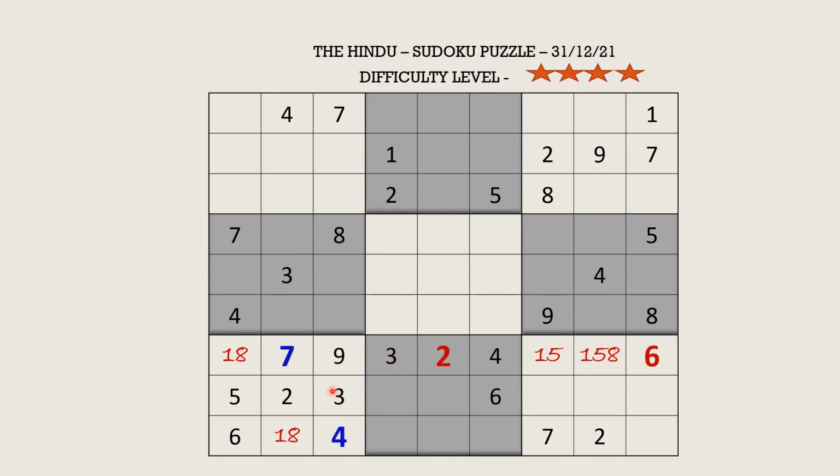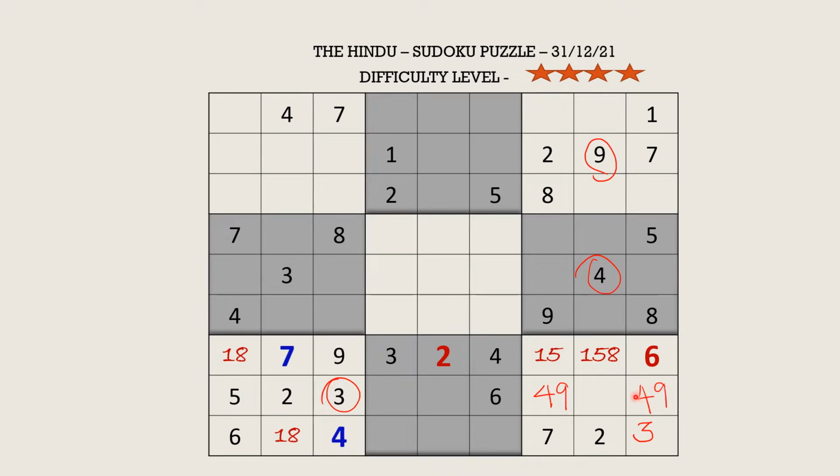Now there is a 3 here which blocks this entire row. So this is the only cell in this block which can take 3. And now in this column you can see 4 and 9. This 4 and 9 blocks this column. So these two cells are left and so these two cells have to take 4 and 9.